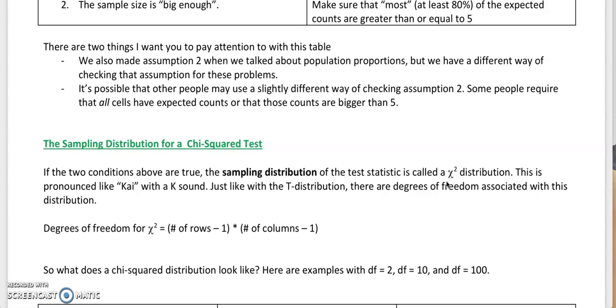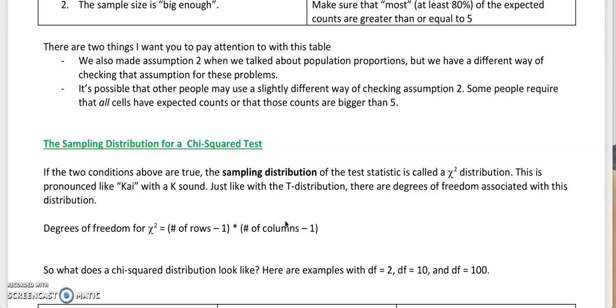So what we do to find the degrees of freedom for a chi-squared distribution is we take the number of rows minus 1, and we multiply it by the number of columns minus 1. So for the example that we've been working with, we said that that had 3 rows and 2 columns. So number of rows minus 1 would be 3 minus 1, which is 2. Number of columns minus 1, 2 minus 1, is 1. So I would get 2 times 1, and I would say that that is a chi-squared distribution with 2 degrees of freedom for the sampling distribution.